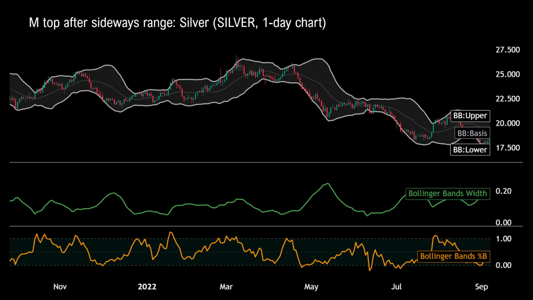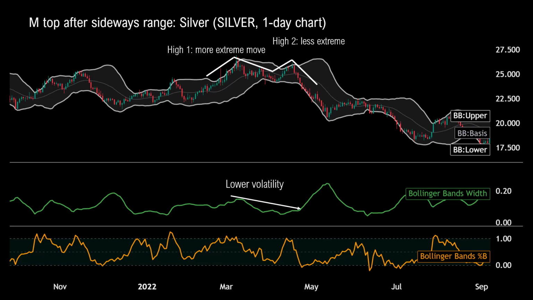So here's another M-top example for silver using the 1-day chart. High 1, a more extreme move. High 2, a less extreme move. See, high 2 had lower volatility than high 1 based on the Bollinger Band width indicator, and it was a relatively lower high based on the Bollinger Band %B indicator.